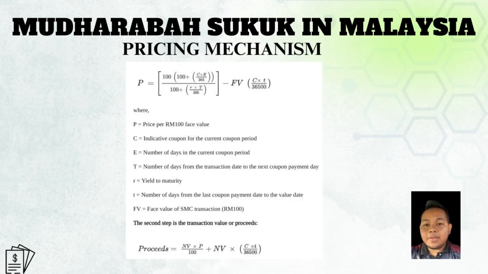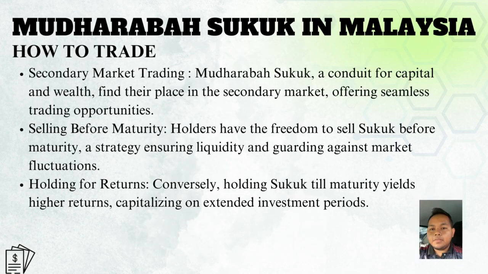Here are the two steps in pricing sukuk. The price of sukuk and proceeds are calculated based on the face value of RM100. Firstly, it can be traded in the secondary market. They can also sell before the maturity. Holders have the freedom to sell sukuk before maturity, a strategy ensuring liquidity and guarding against market fluctuation. Conversely, holding sukuk till maturity yields higher returns, capitalizing on extended investment periods.